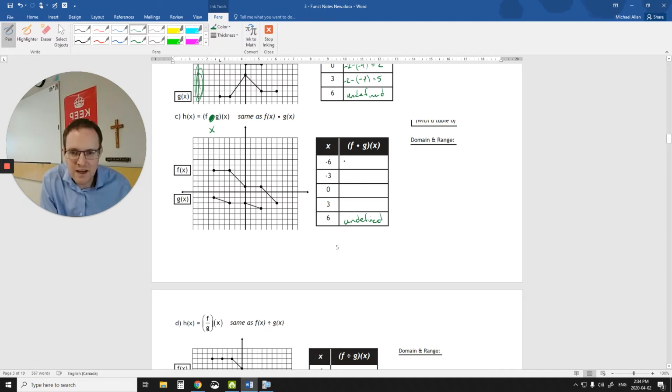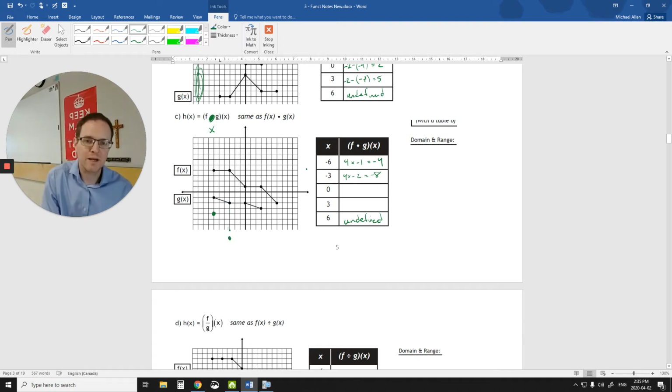So my f value is 4 times my -1. So this ends up being -4. So there's a point right here at -4. Okay. And then I'm going to have 4 times -2. So that's -8. So this point's now going to be a -8. Oh, a bit beyond my graph here. 2, 4, 6, 7, 8. So it's going to be somewhere down here.